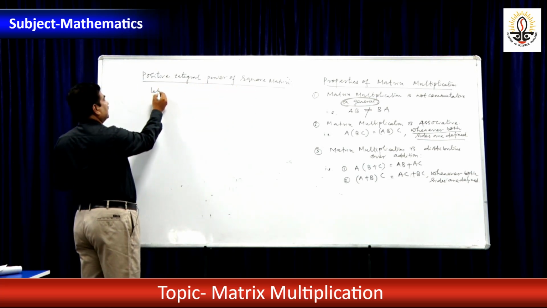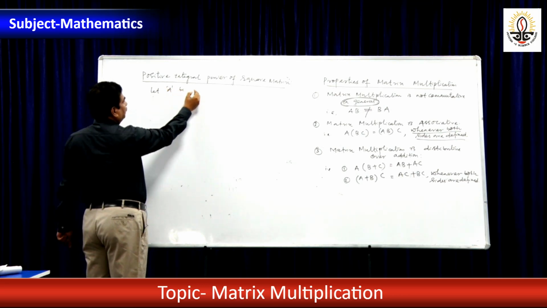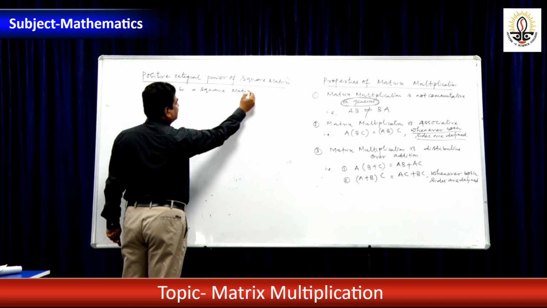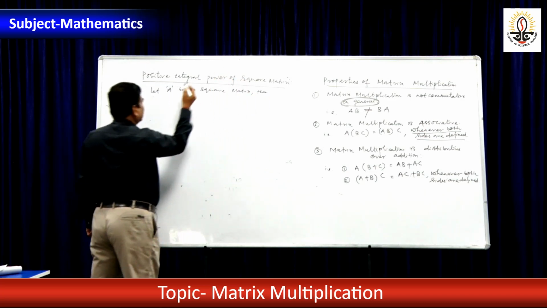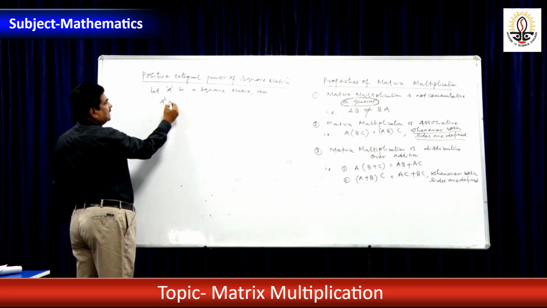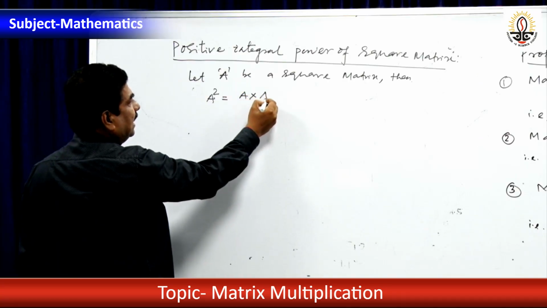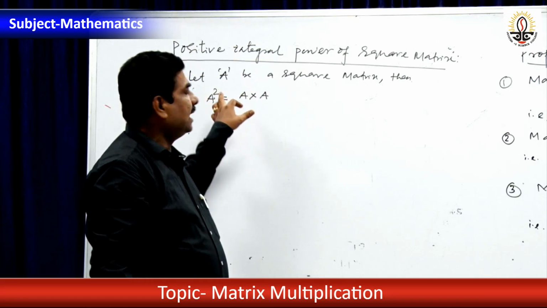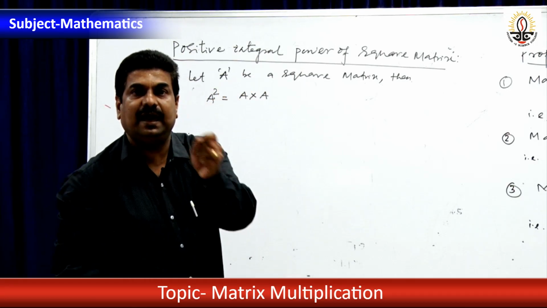Let A be a square matrix, dear. If A is a square matrix, then A square we can write as A into A, dear. We have to find A square. How to find A square? A square is equal to A into A.